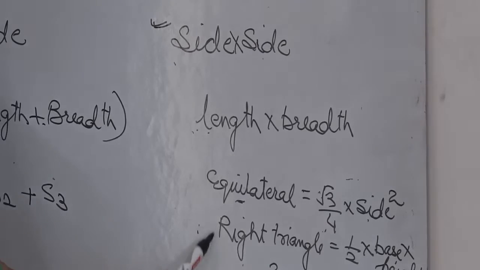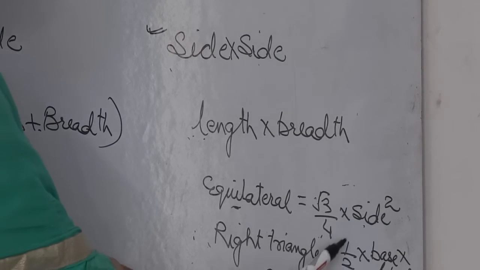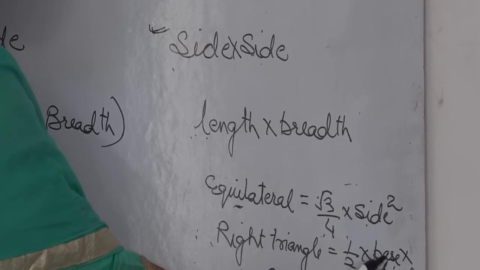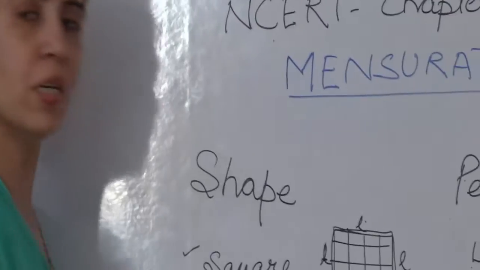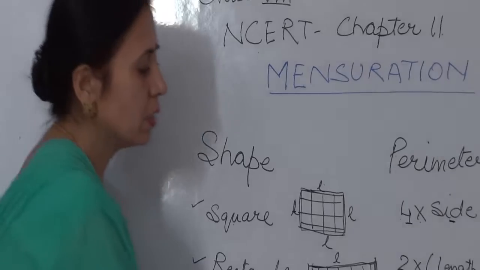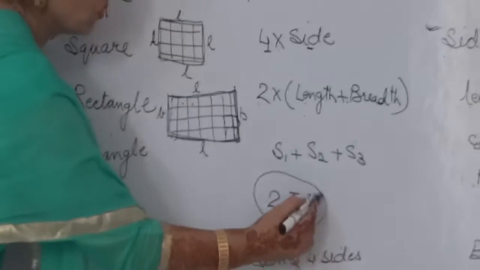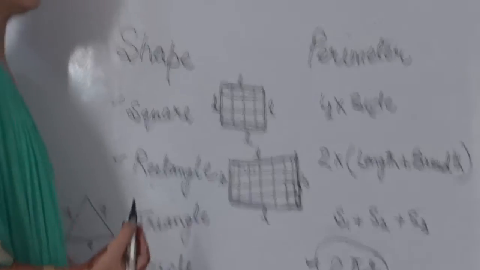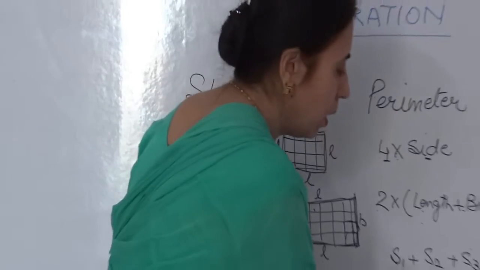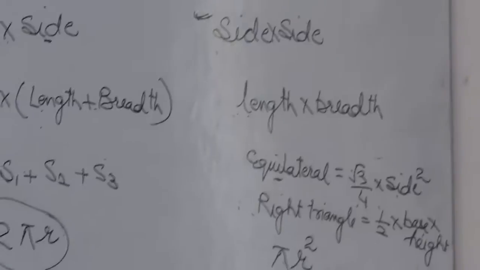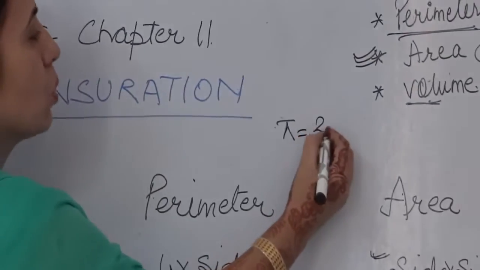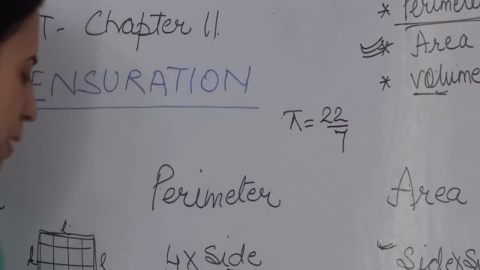When you talk about right angle triangle, it is half multiply base multiply height. Then we come to circle. Circle has a perimeter of 2 pi r. And when you calculate the area, it is pi r square. What's r here? R stands for radius. And the value of pi is 22 upon 7.